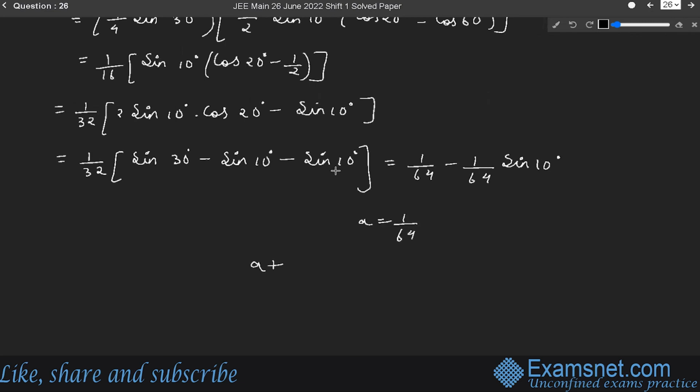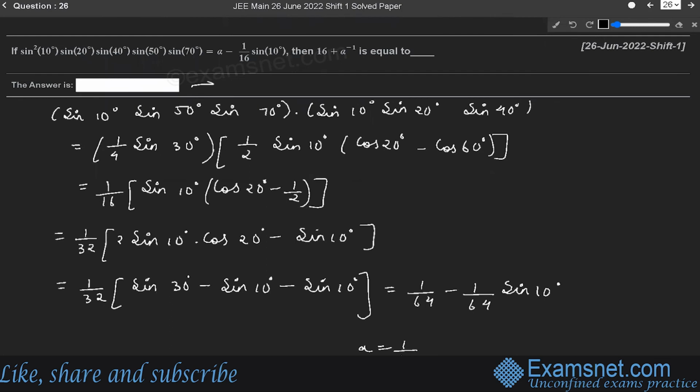Therefore, α⁻¹ + 16. See, we have to find the value of α⁻¹ + 16. So this will be equal to 16 + 64, which is equal to 80. Hence, we can say that the correct answer for this question is 80. I hope this question is clear to you.